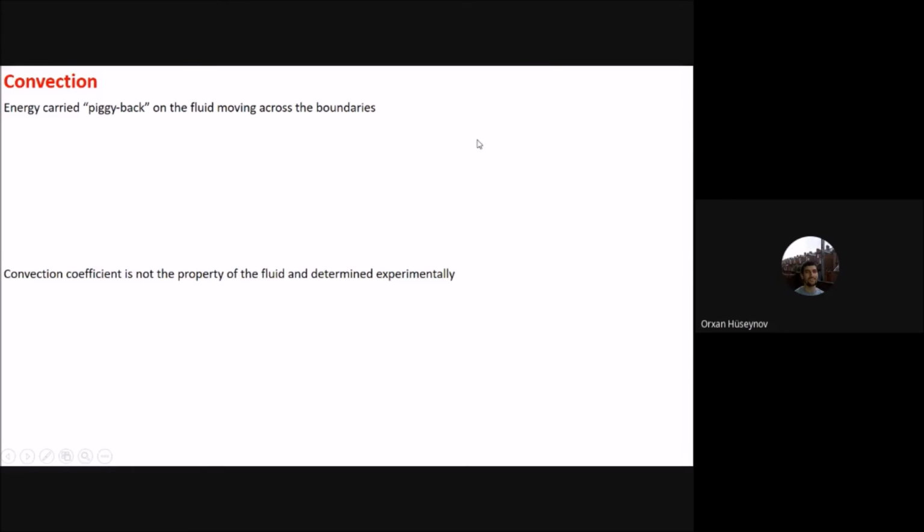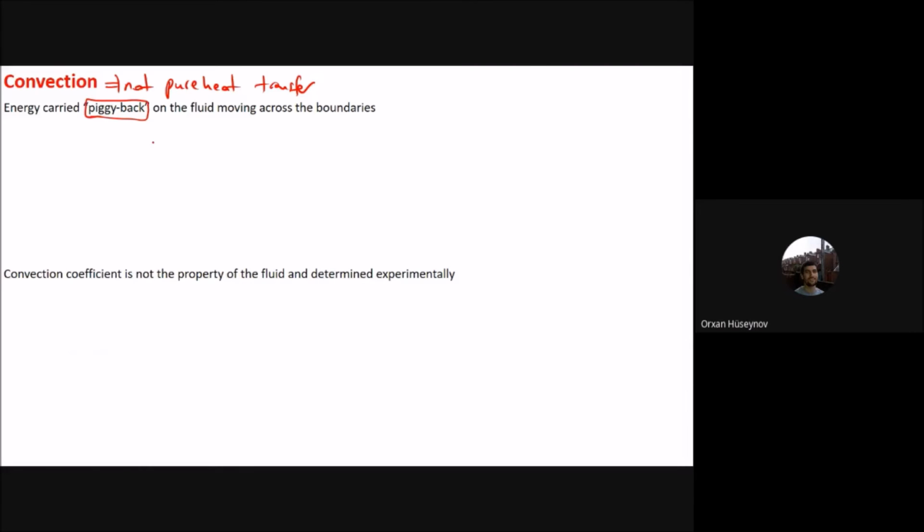Convection is the second type of heat transfer mechanism here. And this one is actually not a pure heat transfer. The general definition is that it is energy carried piggyback on the fluid moving across the boundaries. It's like energy piggyback on the fluid. It is not pure heat transfer. You will see how it happens.